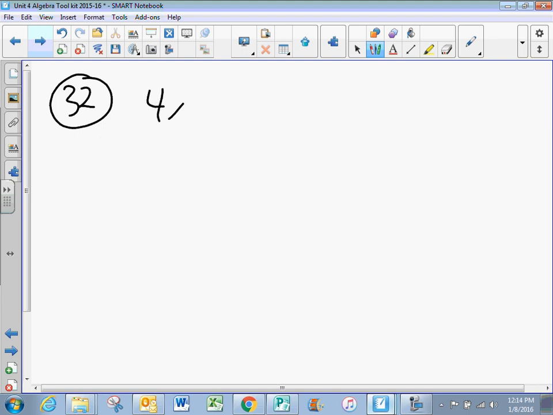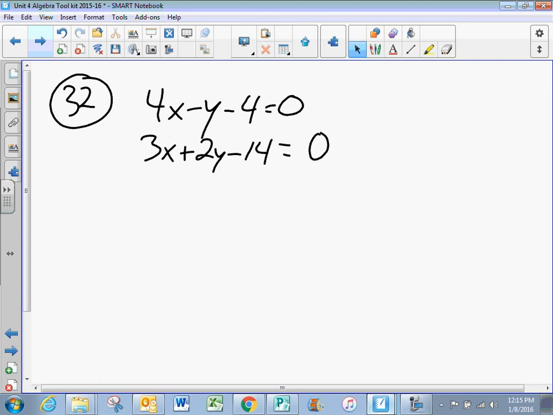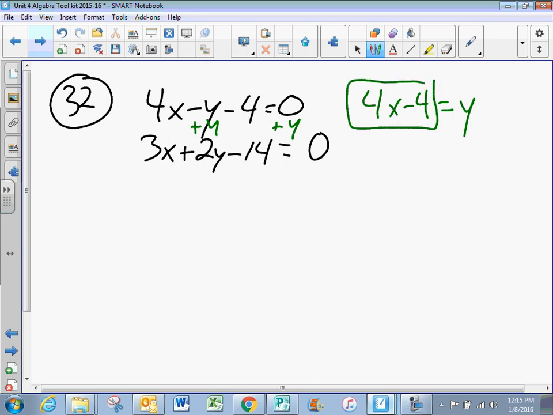4x minus y minus 4 equals 0. And 3x plus 2y minus 14 equals 0. So the easiest thing to do on this, and a lot of you are going to be like, ooh, why didn't I think of that, would be to add y to both sides here. Yeah, exactly. Right? Done. Now I can just substitute right here.